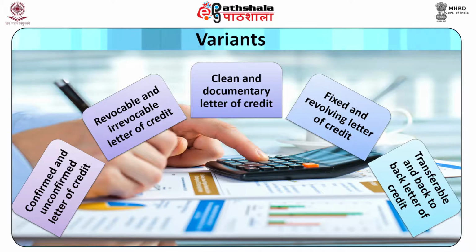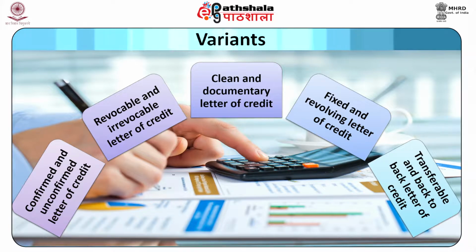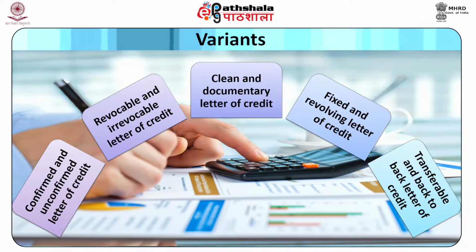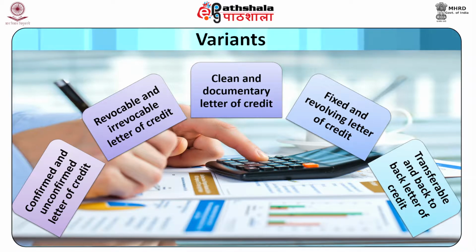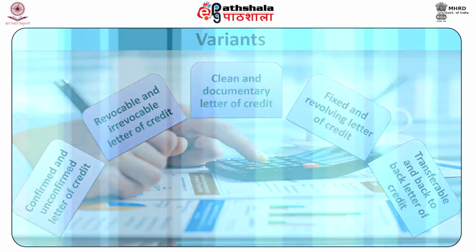Fifth, transferable and back-to-back letter of credit. Where the exporter has the right to transfer the letter of credit to a third party, it is called transferable letter of credit. This letter of credit is generally used in case where the exporter is simply an intermediary procuring goods from producers and exporting them. A letter of credit can be transferred only if the transfer clause is written on it. Otherwise, there is a need to open another letter of credit in favor of the supplier. This ancillary letter of credit is known as back-to-back letter of credit or countervailing letter of credit.